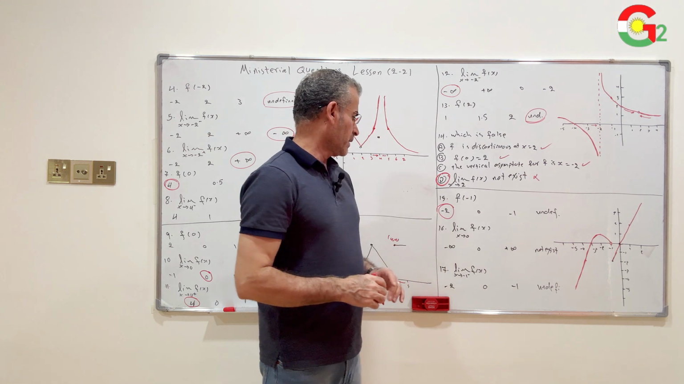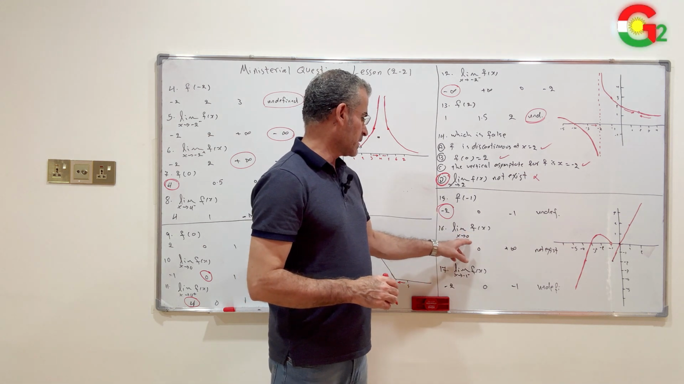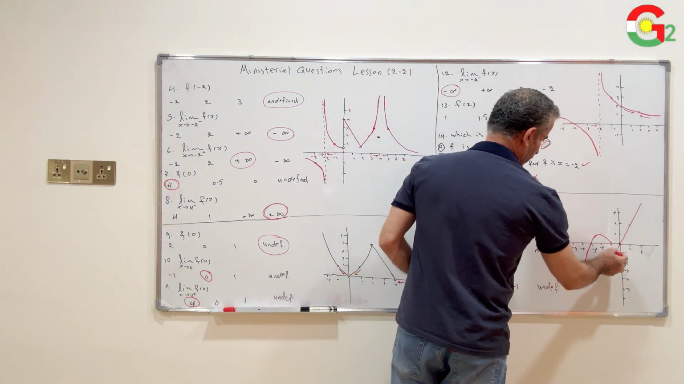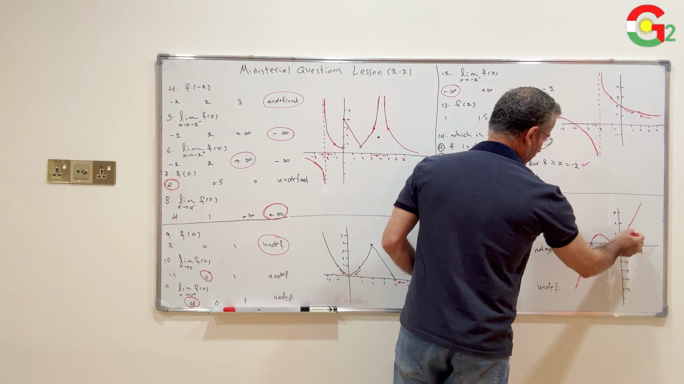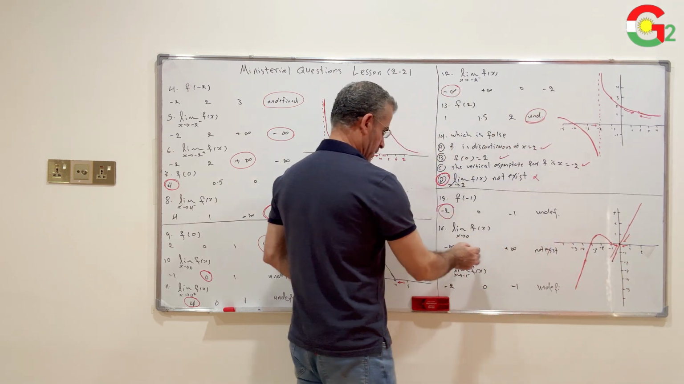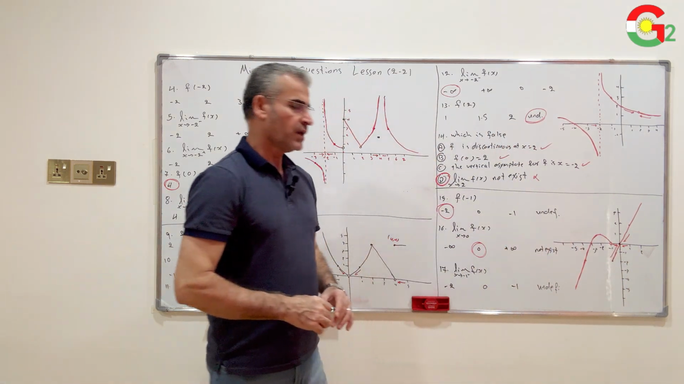Number 16, limit f of x when x approaches 0. When x approaches 0 from left it is 0, from right also it is 0. Then the right choice is B.